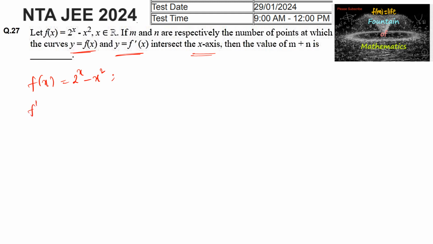So let's differentiate this function. f dash of x is equal to 2 power x into log 2, minus the differentiation of x square, which is 2x.